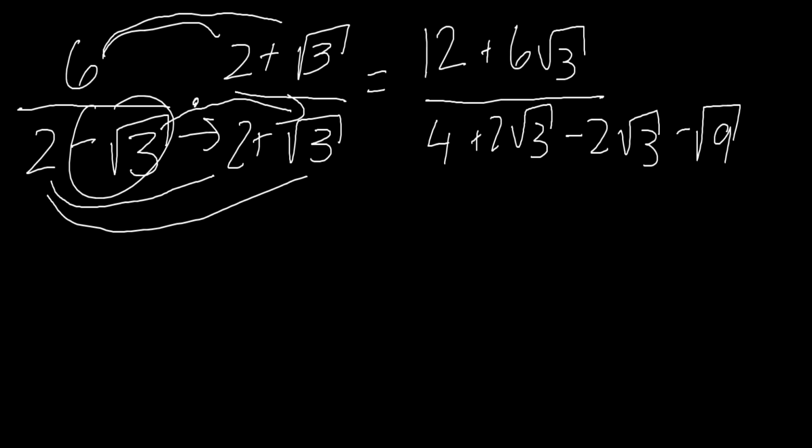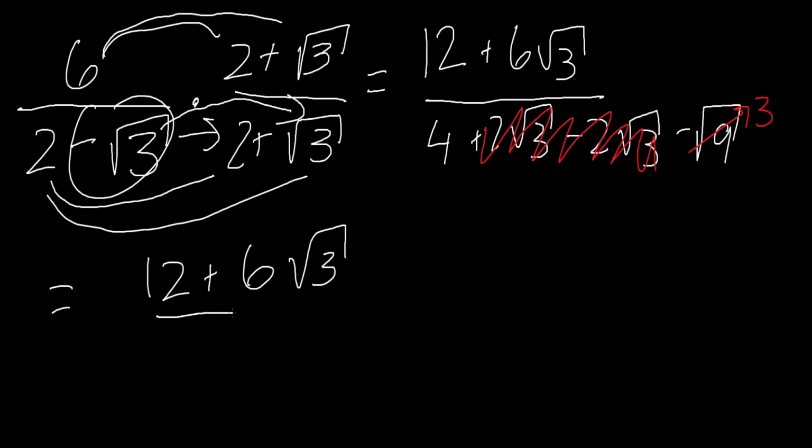And now we can simplify this further. Positive 2 root 3 minus 2 root 3 cancels out. And now we know that the square root of 9 is just 3, so that goes into 3. So now what do we simplify to? We simplify all this to 12 plus 6 root 3 over 4 minus 3.